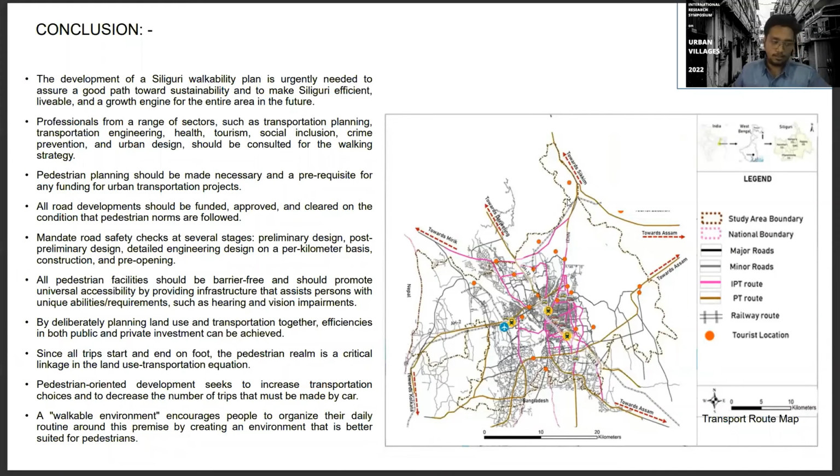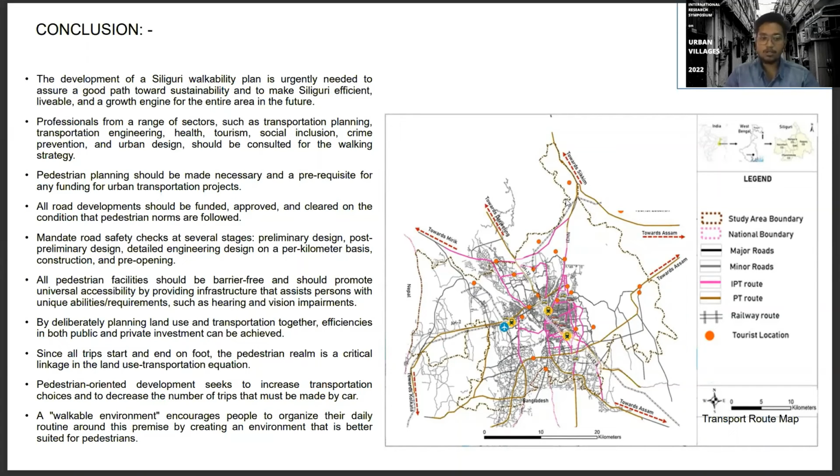To conclude the research paper, these are the findings that can be stated. The professionals from all sectors such as transportation planning, transportation engineering, health, tourism, crime prevention, urban planners, urban designers should be consulted for walking strategies to provide barrier-free and easily accessible streets and walkways for everyone, to integrate land use and transportation together, to promote pedestrian oriented development throughout the city, to mandate road safety checks at several stages, for example preliminary design, post preliminary design, detailed engineering design on a per kilometer basis, construction and pre-opening.